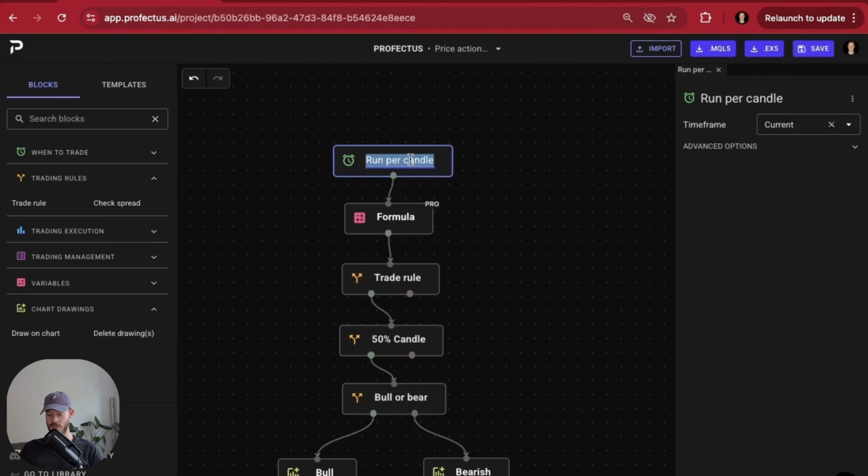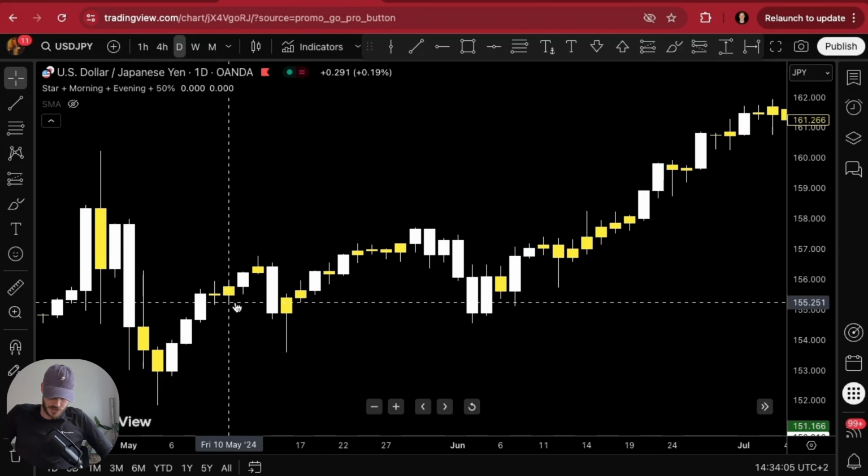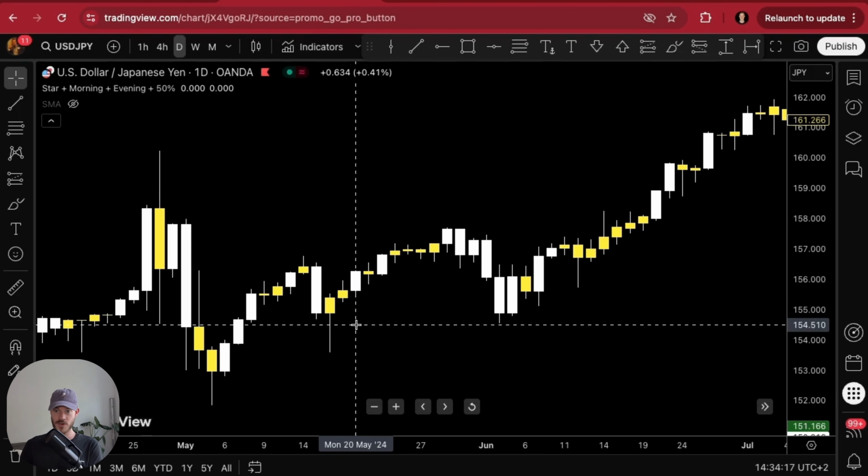So now let me put this here on top of it. Let's call it the imbalance plus impulse price action. So you know exactly what price action pattern is good for. Quick introduction to the impulse and imbalance price action pattern to simply detect movement in the market into a certain direction. In very few words, what is it?